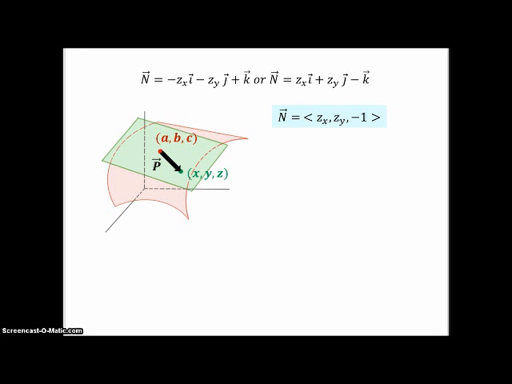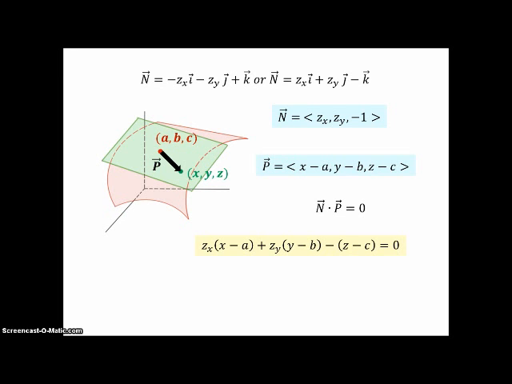Then we can take a generic vector on the plane that can represent any vector on the plane, and its components using head minus tail would be x minus a, y minus b, and z minus c. Now you'll recall from a previous section that if we dot the normal with any vector in the plane, we get 0 because every vector in the plane is perpendicular to the normal by definition. So we're going to go ahead and dot those two vectors, and we get this form of the plane.